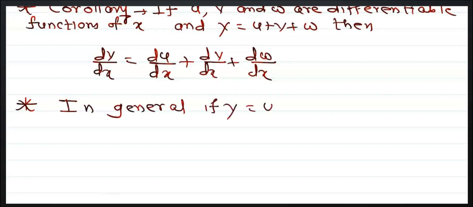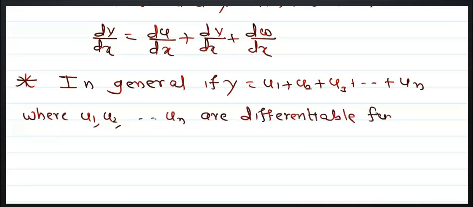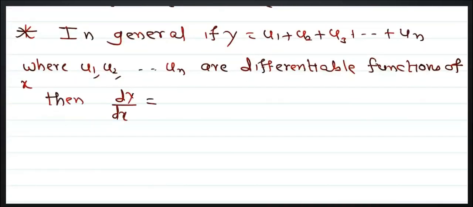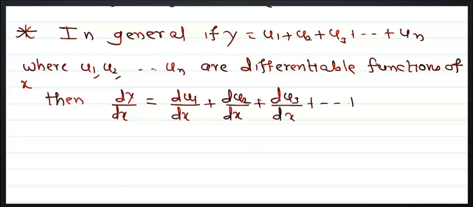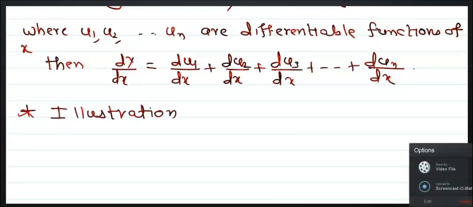In general, जर समजा आता 3 असतील तर आणि 3पेक्षा जर जास्त असतील सम मध्ये यांची बेरीज असेल, then u1, u2 up to un are the differential functions of x, then the rule can be written as dy by dx is equals to du1 by dx plus du2 by dx plus du3 by dx, and in this way. Now the some illustrative examples.